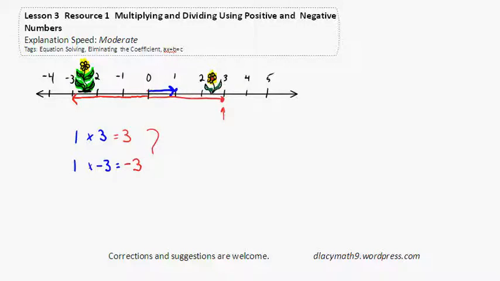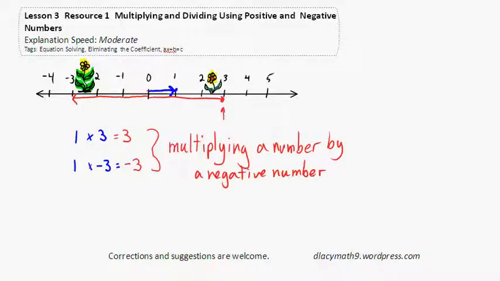But notice, I did not say that it makes it negative. Let me say it again. It's really, really important, and this is a crux of a lot of confusion. Multiplying a number by a negative number changes the direction of the arrow on the number line, the arrow that points to the number.